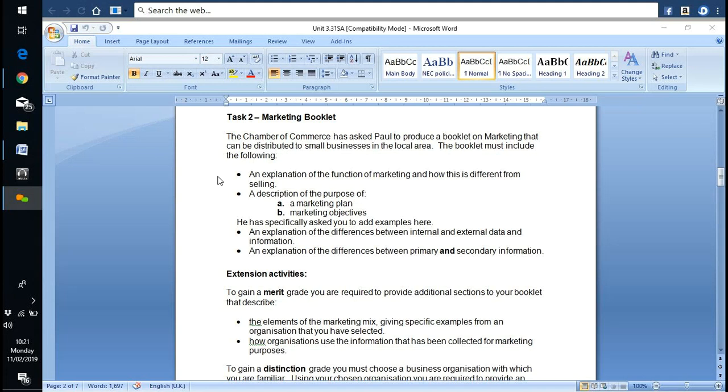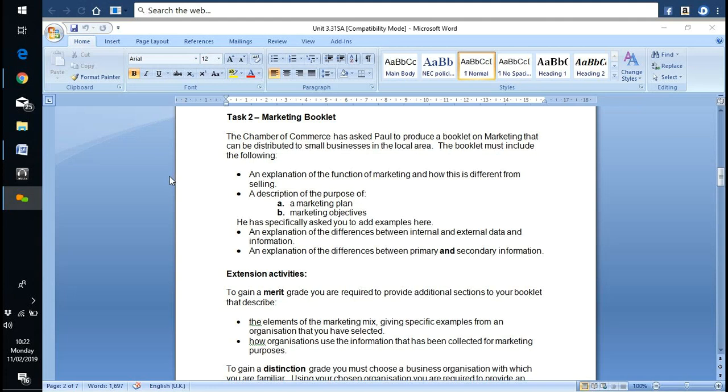The booklet must include the following: an explanation of the function of marketing and how it is different from selling. Do you know the difference between marketing and selling? Yeah. Good. That saves me a bother. A lot of people don't understand the difference between the two, but marketing is in the advertising section. It's not actually advertising. Well, part of it is advertising, but marketing is putting everything in place to be able to sell. Yeah, and selling, obviously, is selling.